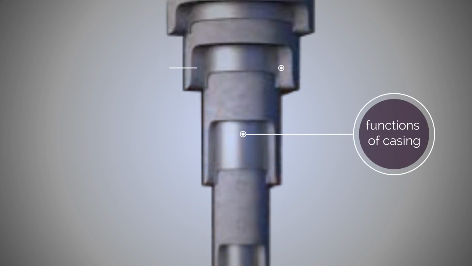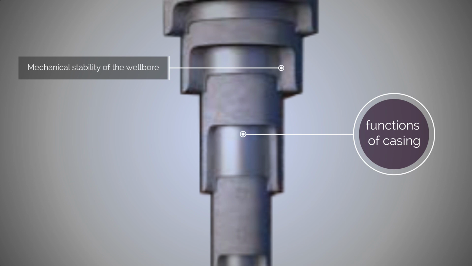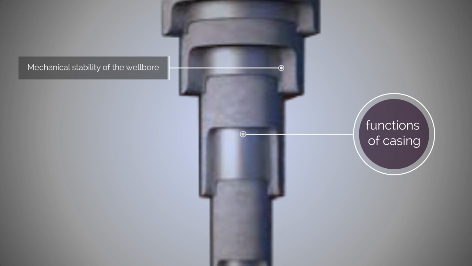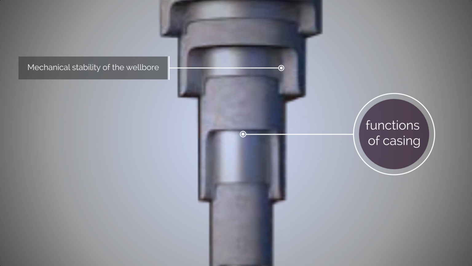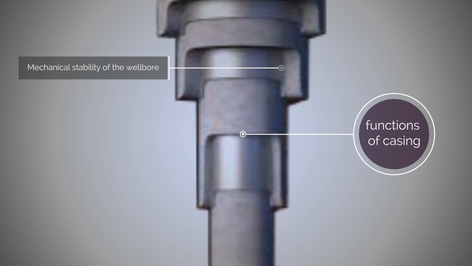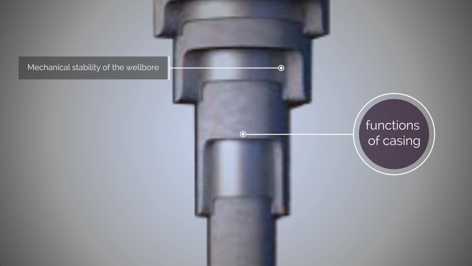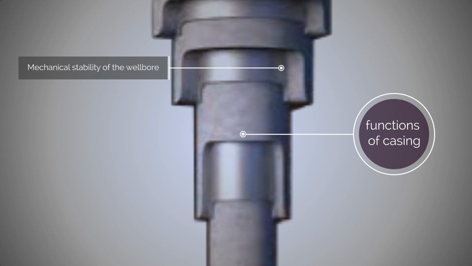The primary function of casing is to maintain the mechanical stability of the wellbore. As a well is drilled, the surrounding formations may be weak, fractured, or unconsolidated. Without casing, these formations could collapse into the wellbore, causing stuck pipe or loss of circulation. Casing provides structural support and keeps the hole open.